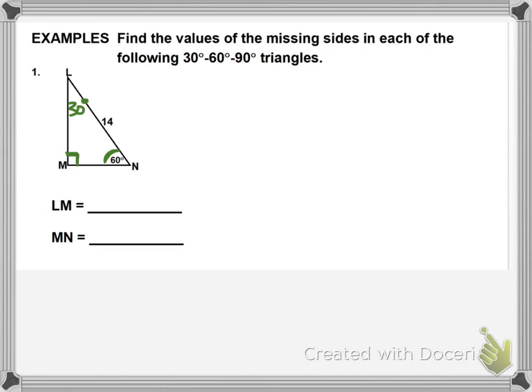So the first thing we're going to do is we're going to write 30, 60, 90 to get organized, and we're going to write our ratio, which is 1, square root of 3, and 2. This is what you have to memorize.